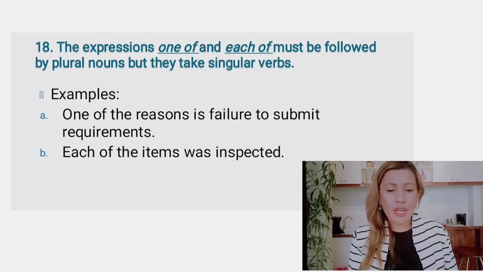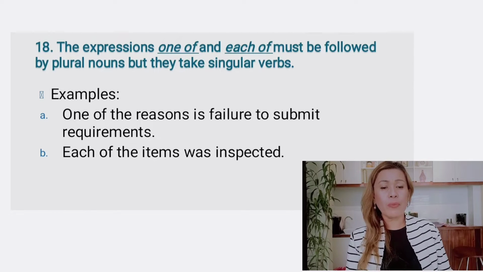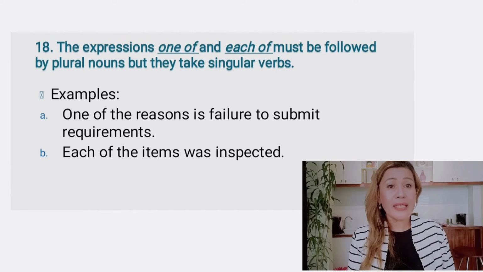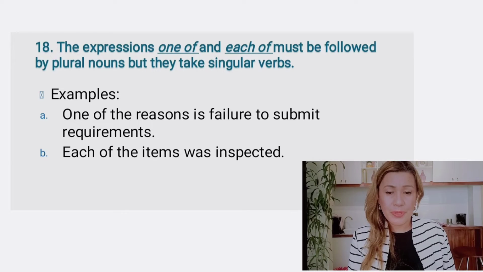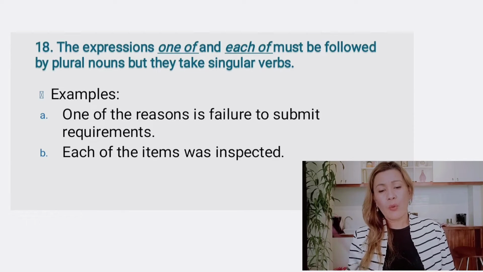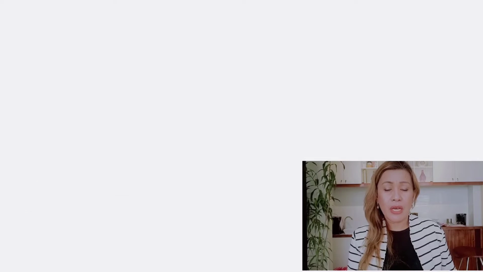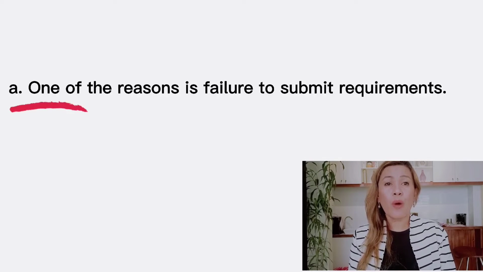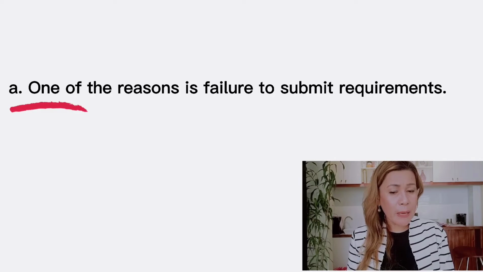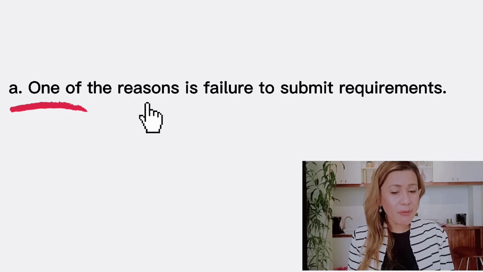The expressions one of and each of can be followed by plural nouns, but they take singular verbs. So, one of the reasons is failure to submit requirements. You have here an expression, one of. Notice, one of is followed by a plural noun, reasons. Okay? But you have a verb here which is singular.